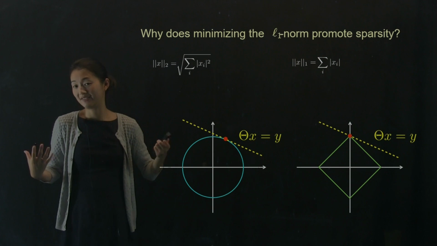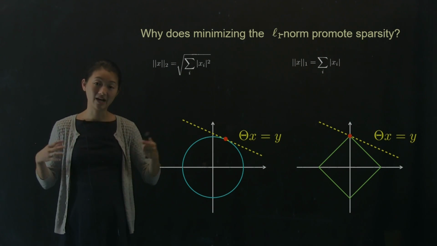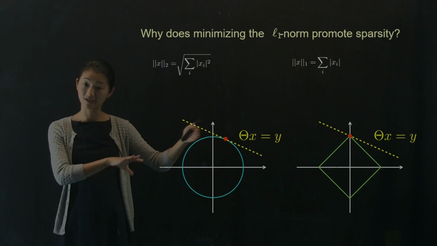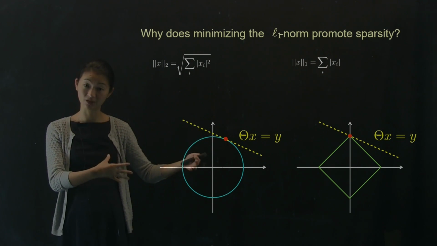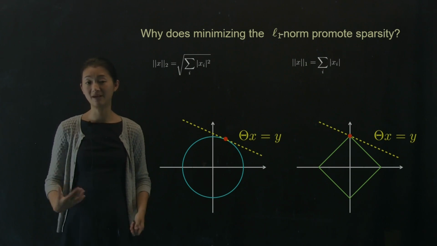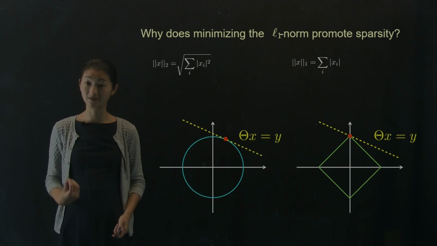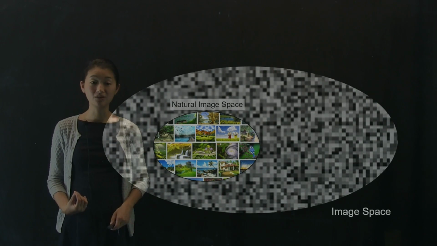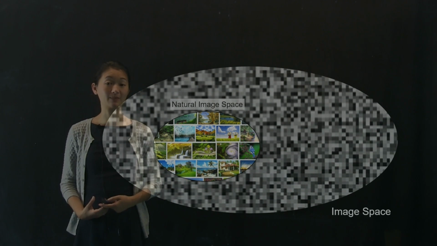Now, you can generalize in your head, if you try, to higher and higher dimensional spaces. These shapes become higher dimensional, harder to picture, but I think the intuition carries. And so we're going to be using this observation, that minimizing the L1 norm promotes sparsity in this very nice way. And what we can do now is go back to image space and think about natural image space again.